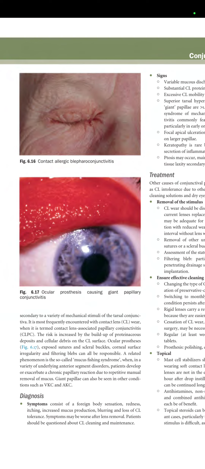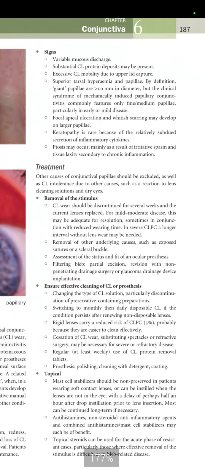Diagnosis: symptoms consist of foreign body sensation, redness, itching, increased mucus production, blurring, and loss of contact lens tolerance. Symptoms may worsen after lens removal. Patients should be questioned about contact lens cleaning and maintenance.